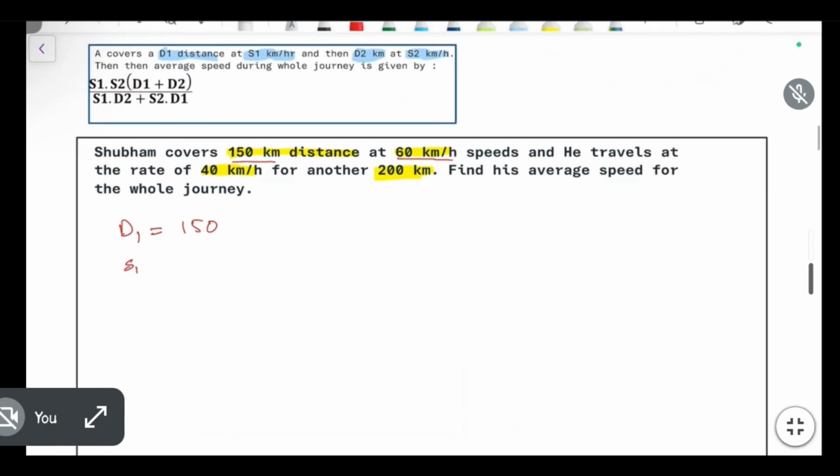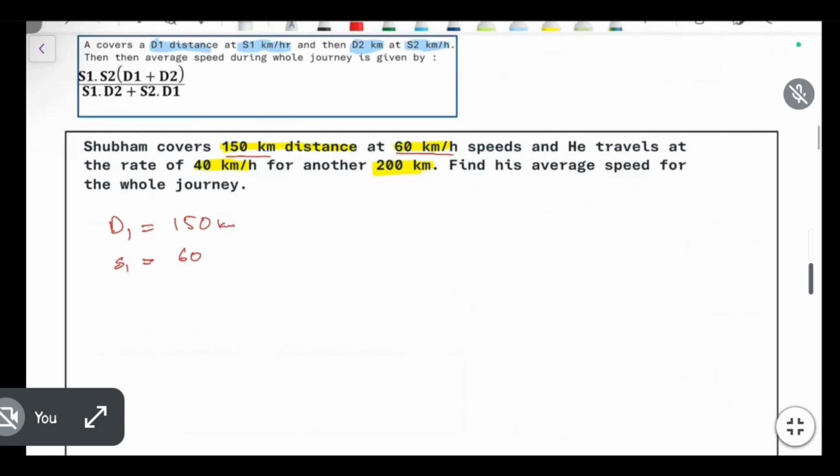So speed 1 is equal to 60 kilometer per hour. This is kilometer and kilometer per hour, and the other one is what?